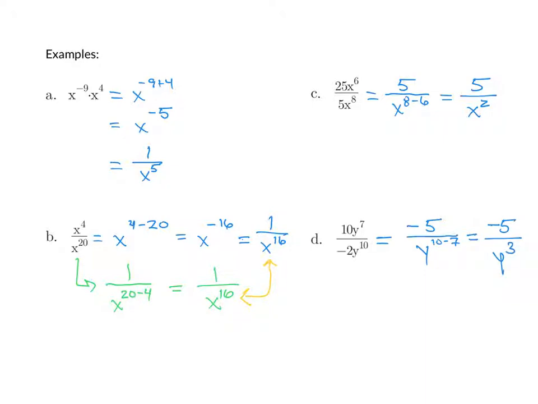Now, should I move the negative 5 to the bottom? Because we said we want positives. The answer to that is no, because remember, we want positive exponents. Since negative 5 is not an exponent, it is a constant or a coefficient, this is not something you can move to the bottom and make positive. So our final answer is negative 5 over y cubed.